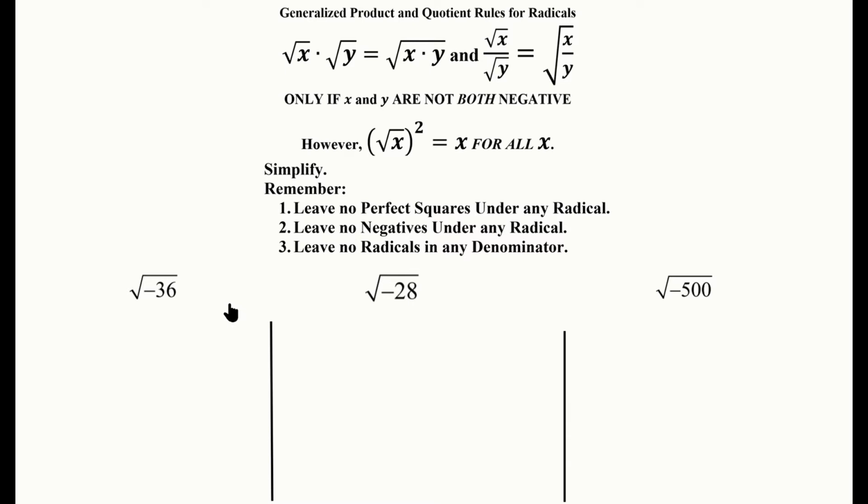In the rest of the problems that you see on this page, we're going to be simplifying, but we have to keep in mind what we mean by a simplified radical expression. Basically, you want to leave no perfect squares under any radical, you want to leave no negatives under any radical, and you want to leave no radicals in any denominator. Those we'll of course see a little bit later, but I just wanted to put all of those together because when it comes to radical expressions, this is what we want to aim for when it comes to a simplified expression.